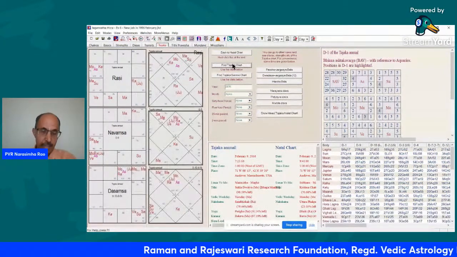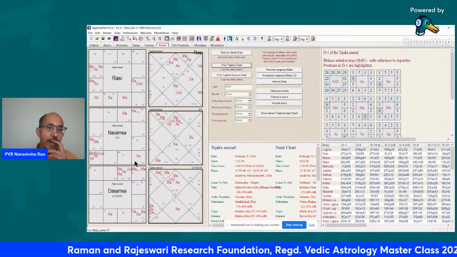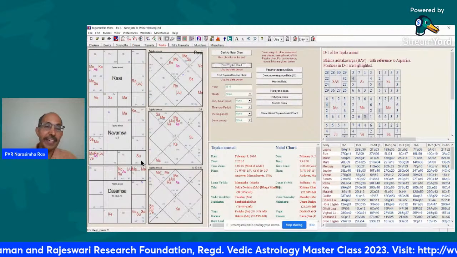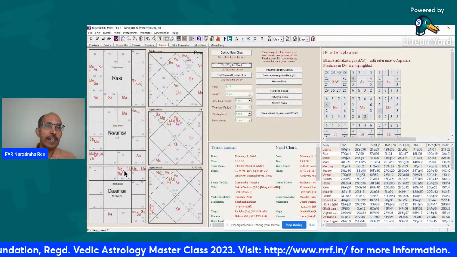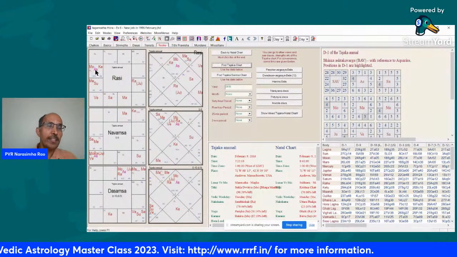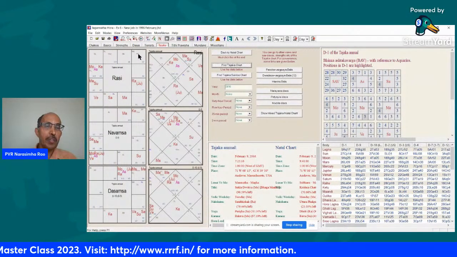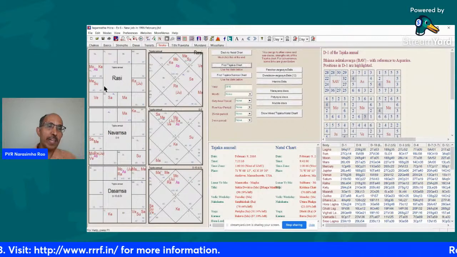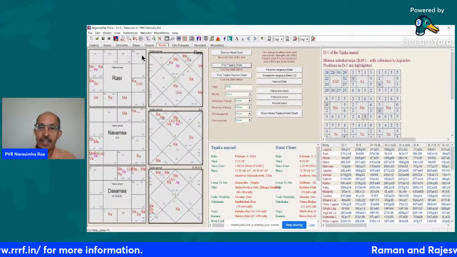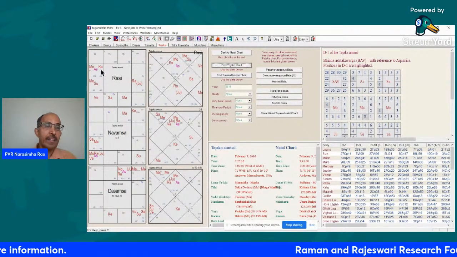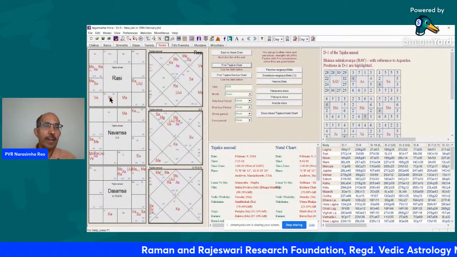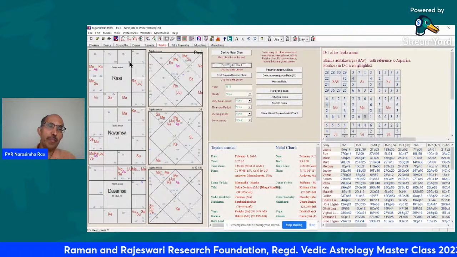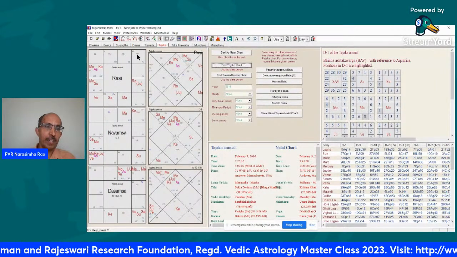Now let us look at the Tajika chart of the 2016 year. If you look at the Rasi chart, the fifth house of promotion is aspected by Yogakaraka Venus, and the Lagna Lord is in the 10th house. So Lagna Lord is well placed in the 10th house. Fifth house is having the aspect of Yogakaraka, which are good.